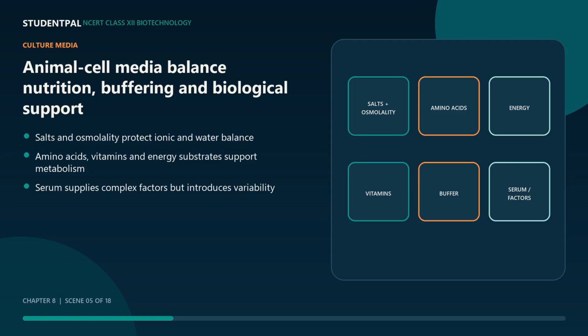Animal cell media contain balanced inorganic salts, amino acids, vitamins, glucose or another energy substrate, and a buffering system. Osmolality must remain compatible with cell volume and membrane function. Bicarbonate buffered media are commonly matched to a controlled carbon dioxide atmosphere, while other buffers have different requirements.